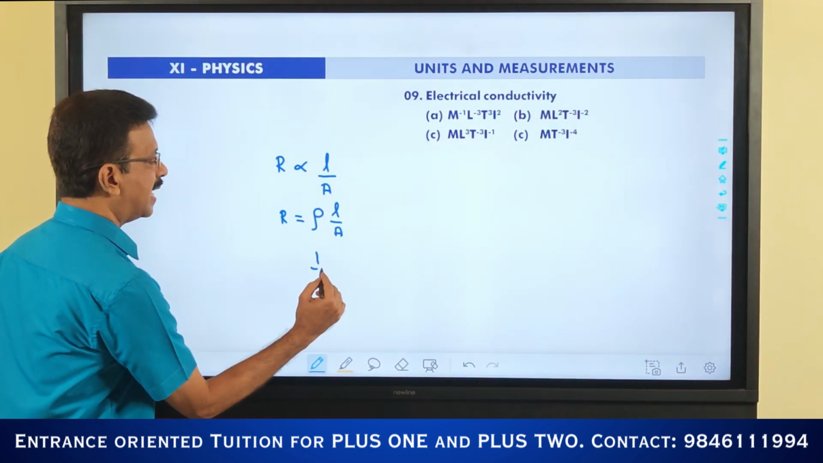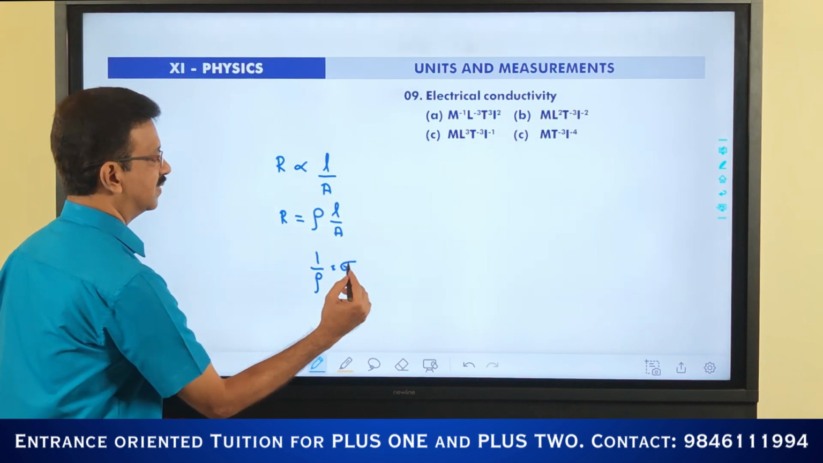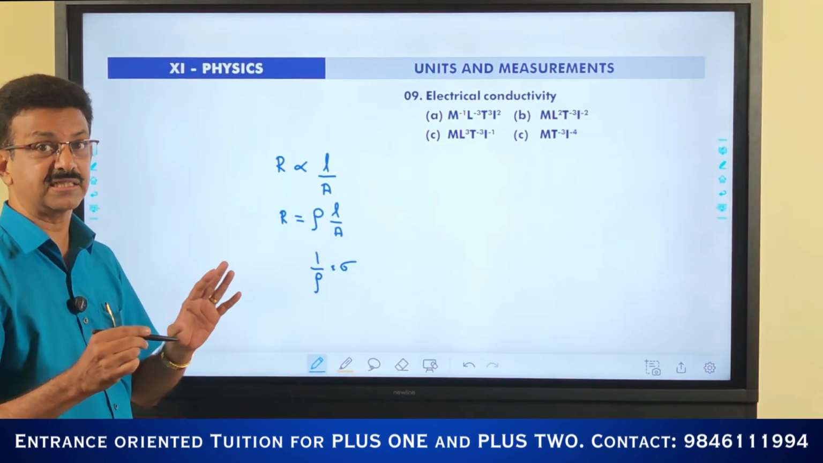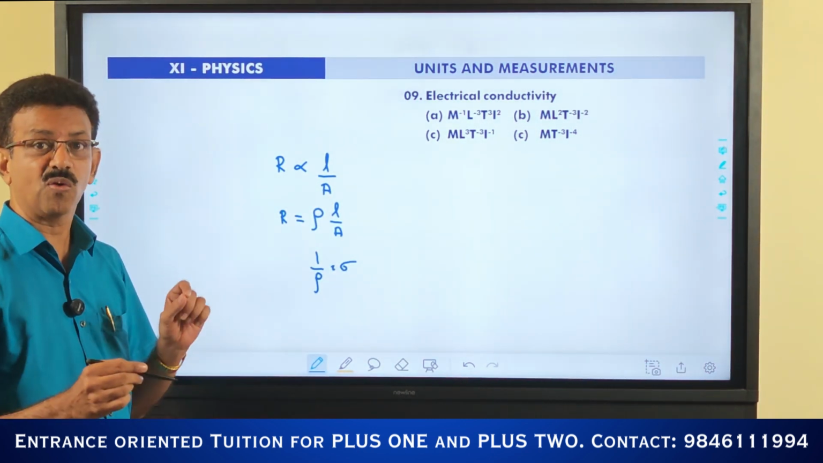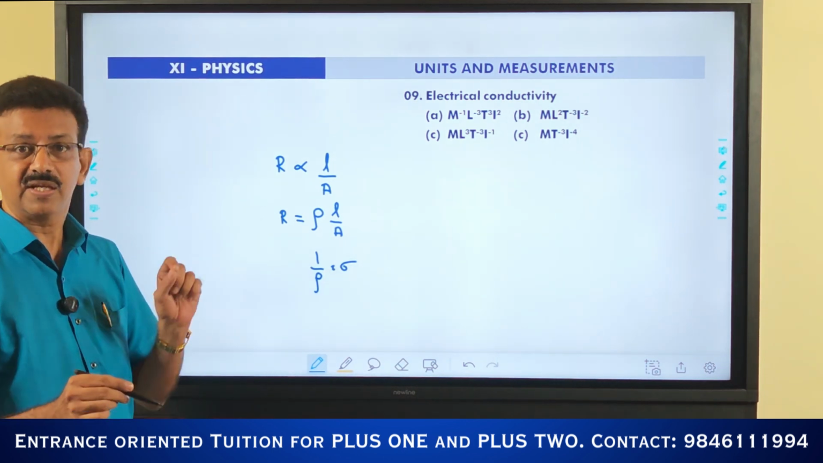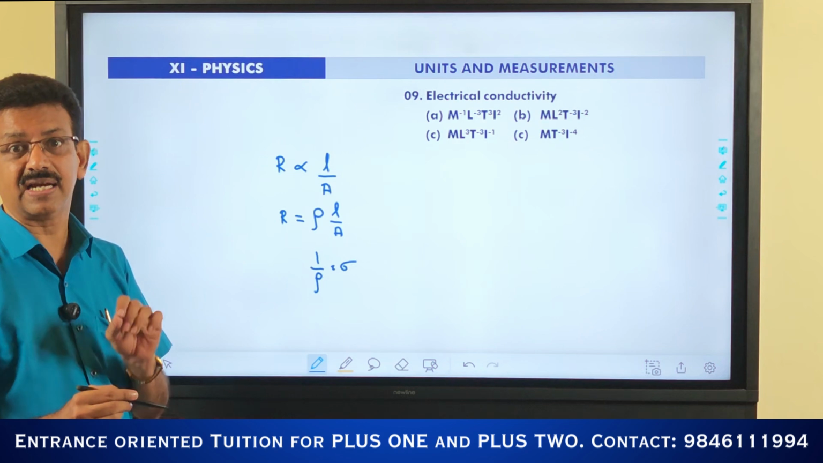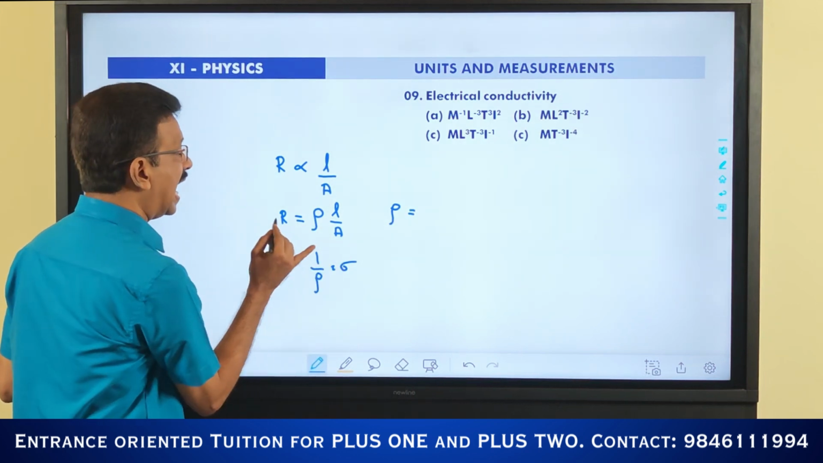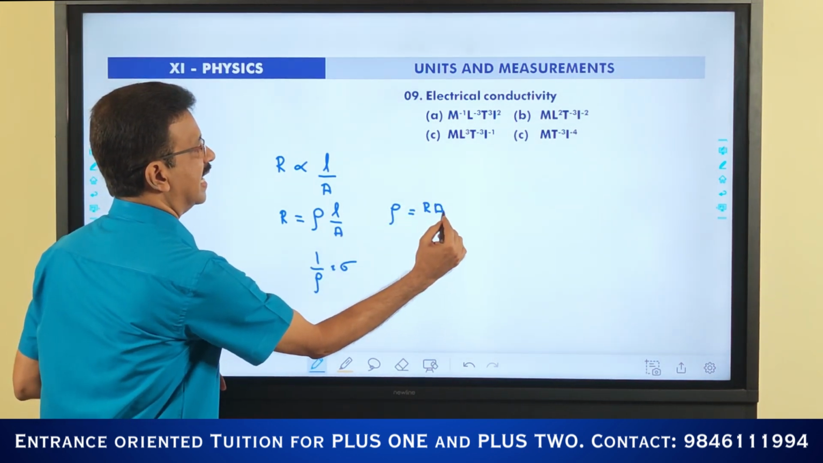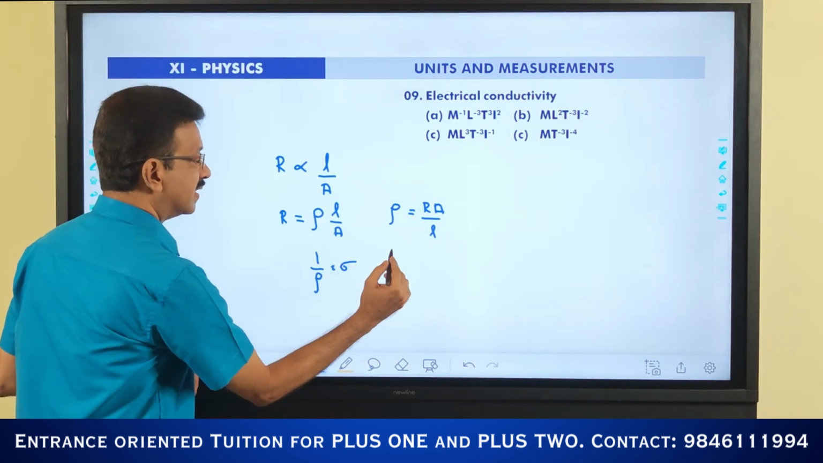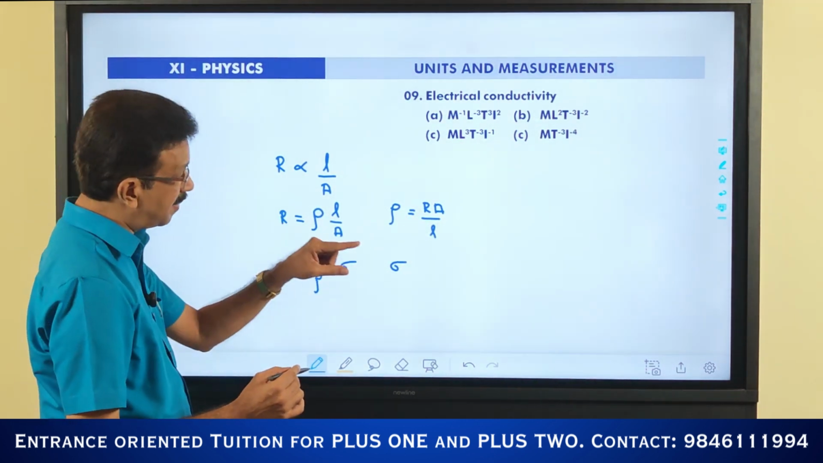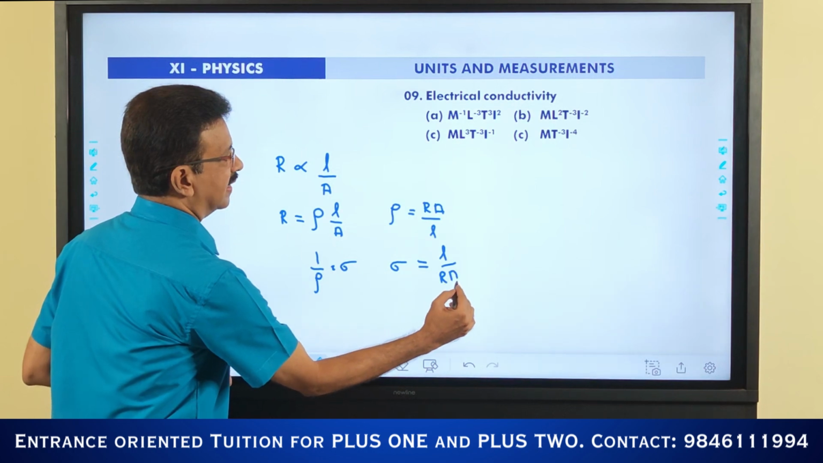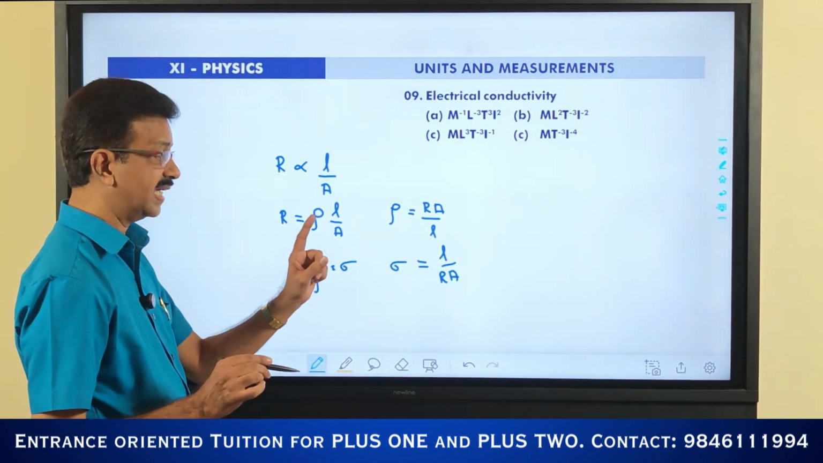And 1 by resistivity equal to, I'm using sigma for this symbol, 1 by rho equal to sigma. 1 by resistivity gives the conductivity or specific conductance. Here, the question is the dimensional formula of electrical conductivity. First, rho equal to RA by L. Similarly, sigma equal to 1 by rho means reciprocal. Sigma equal to L by RA. L is the length, R is the resistance, A is the area.